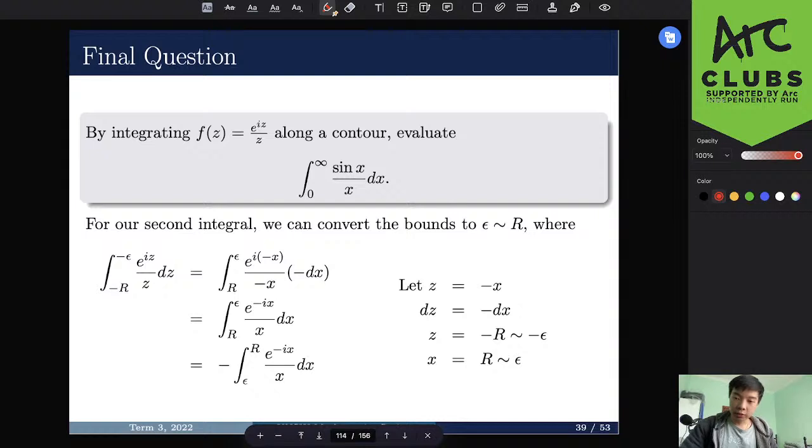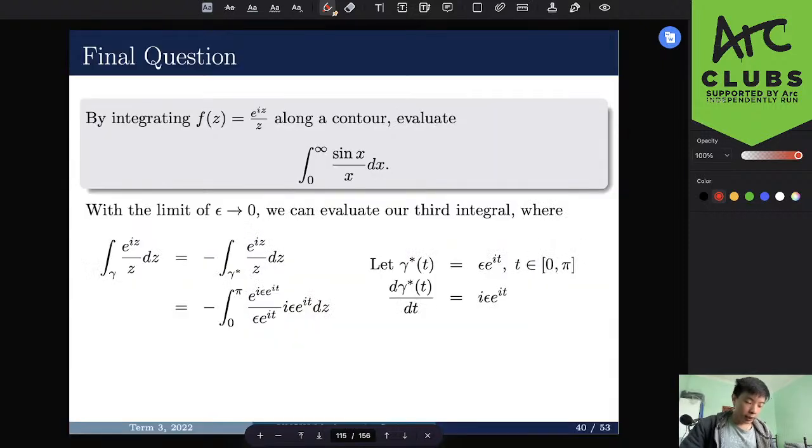Then we can look at the second integral, which we want to have the same bounds as the first, so we can combine. And so we want epsilon to r bounds. The way we do that is we can have a u-sub of z equals minus x. We take the derivative of both sides, and what we should get is dz is equal to minus dx, and our bounds for x become r to epsilon. So we sub everything here. We can cancel out the minuses, and so we should get this. But obviously we want r at the top since r is larger, so we take out a minus and flip the bounds.